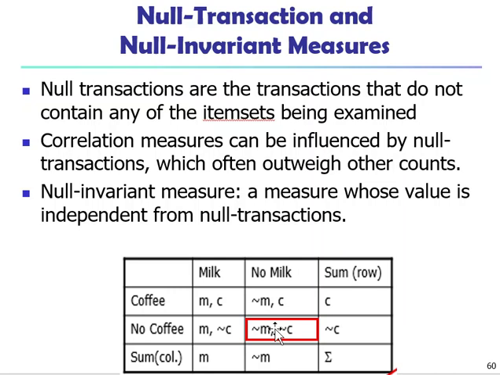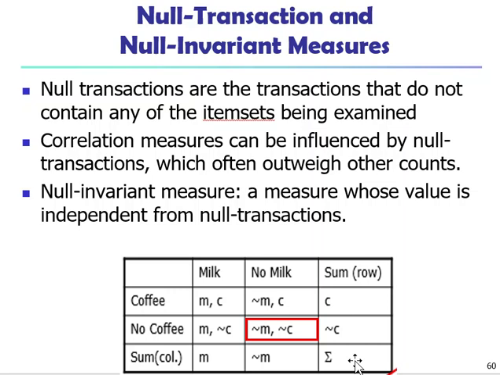Why this non-transaction is of interest in this discussion is because in many situations, the number of non-transactions dominates the total number of transactions. Think about a grocery store. A lot of times the vast majority of the transactions probably don't involve milk or coffee. I could be buying socks, I could be buying slippers, I could be buying shampoos, right?